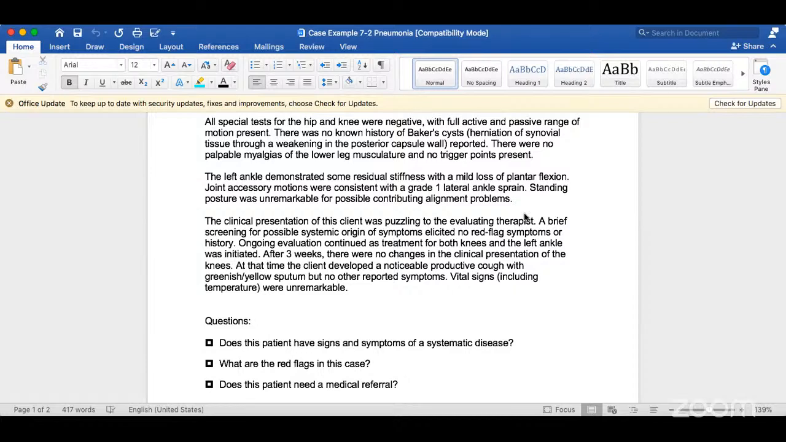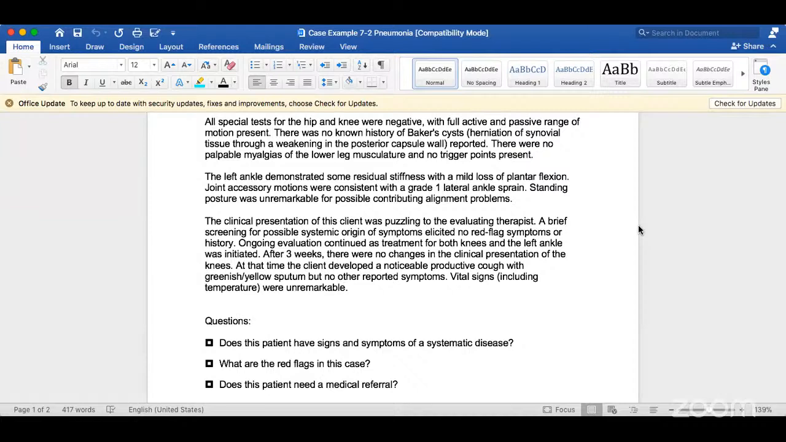The left ankle demonstrated some residual stiffness with a mild loss of plantar flexion. Joint accessory motions were consistent with a grade 1 lateral ankle sprain. Standing posture was unremarkable for possible contributing alignment problems. The clinical presentation of this client was puzzling to the evaluating therapist. A brief screening for possible systemic origin of symptoms elicited no red flag symptoms or history. Ongoing evaluation continued as treatment for both knees and the left ankle was initiated.